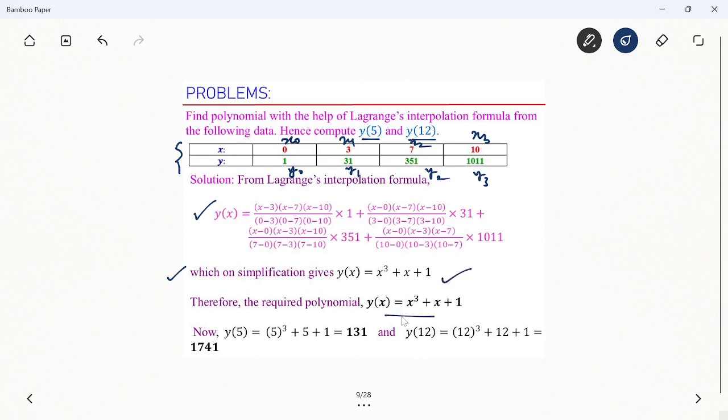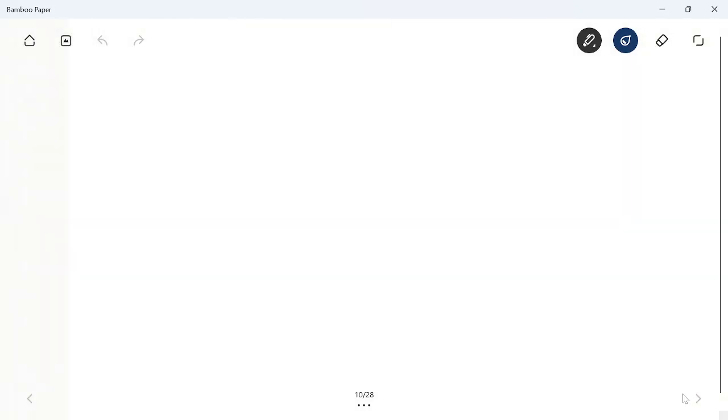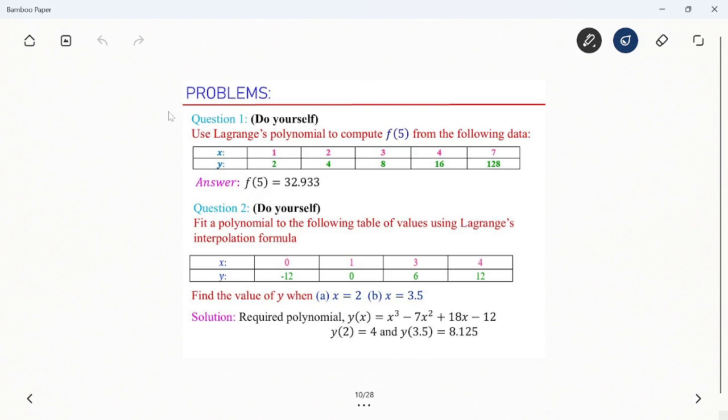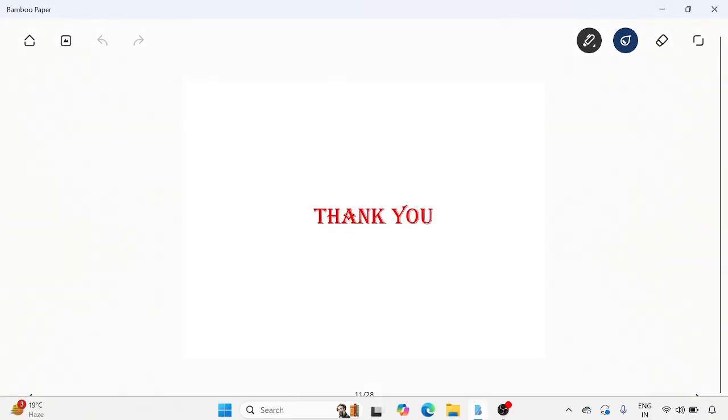Therefore, this is our required polynomial. Then putting 5 in place of x, we get this answer, and putting 12 in place of x, we get this answer. So do these problems for your own solving, up to this. Thank you.